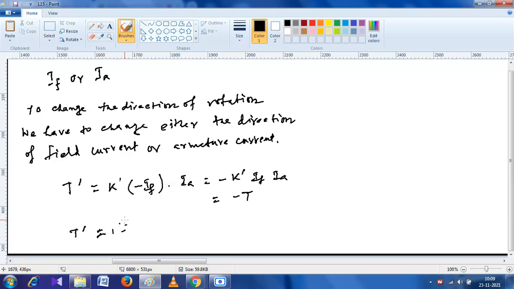Suppose if we change the direction of the armature current, then we also get minus T.